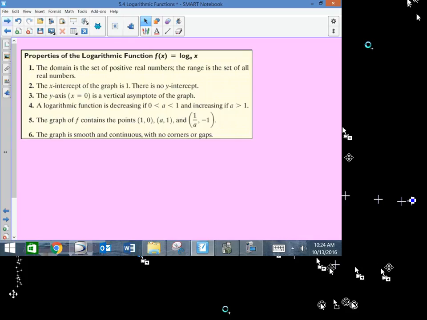Okay. So we talked about this. Remember, we have this, and we have this. Okay? So let's just move on. Let's look at the properties of logarithmic functions. I'm going to circle the ones that would be helpful to just know.